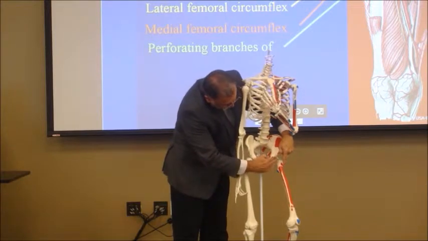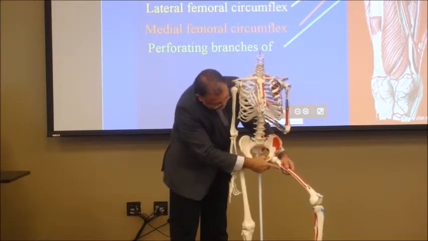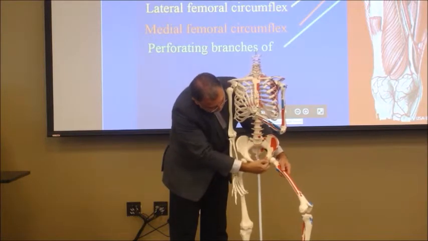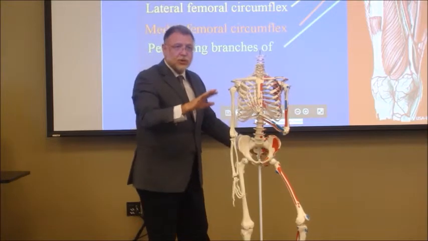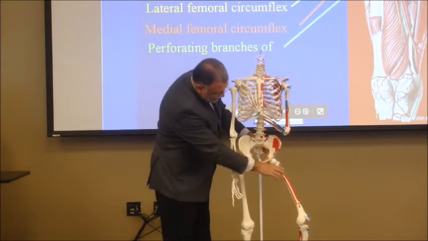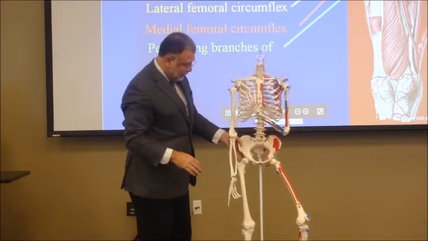The floor is going to be the iliopsoas that attaches at the lesser trochanter. There's another muscle, the pectineus, and the pectineus muscle is also going to be part of that floor too. But that's going to be considered the femoral triangle.